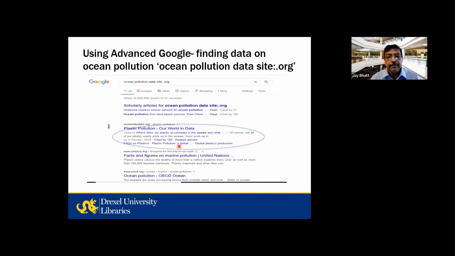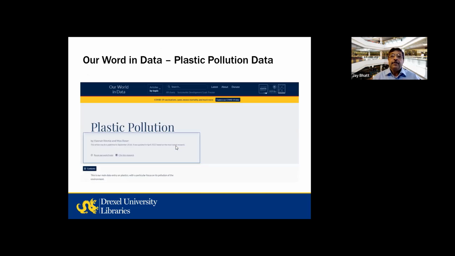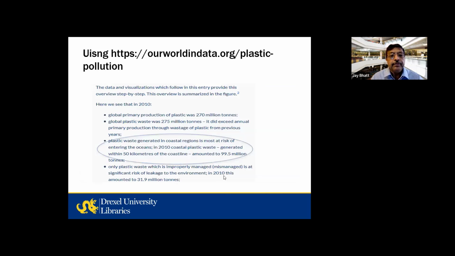This is a big deal because of how plastic pollution and ocean pollution is really impacting the environment. So this is the whole data set that you can find here: Our World in Data, plastic pollution. From this website, I see that plastic waste generated in coastal regions is most at risk of entering the oceans. And that was in 2010, and it should be even more now.